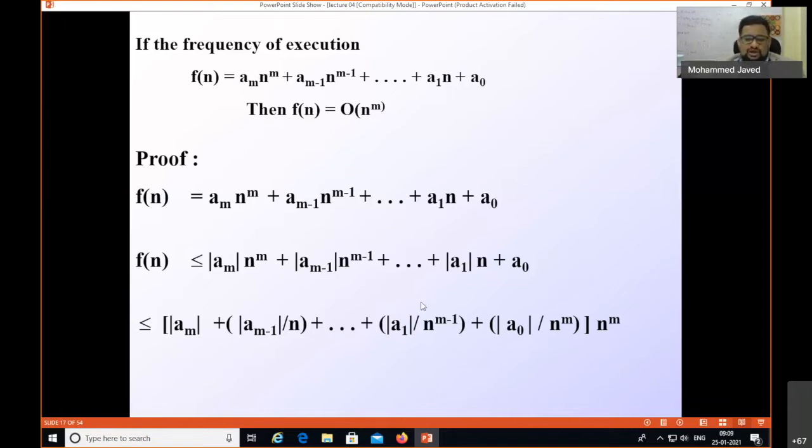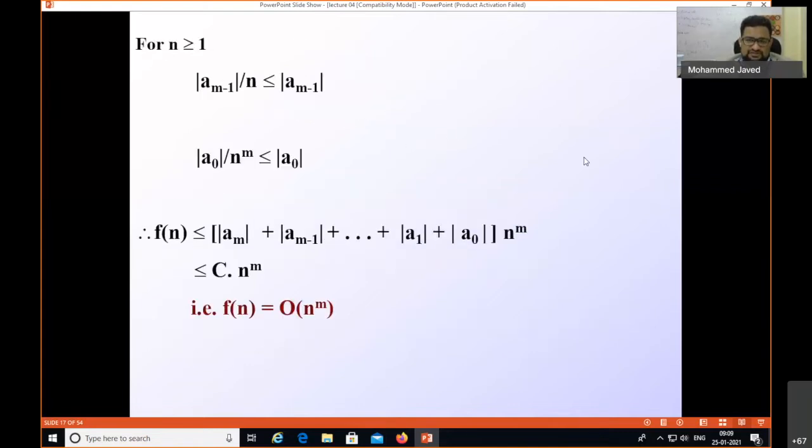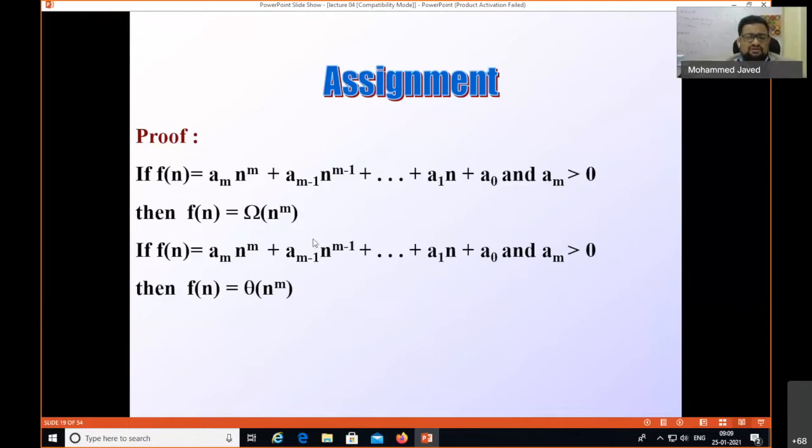I'm not going into the details of the proof, but just remember it is the biggest term in the expression. Similarly, you can have other cases, like f of n is omega of n power m in this case, and theta of n power m in this case. If you require, you can prove all these cases.